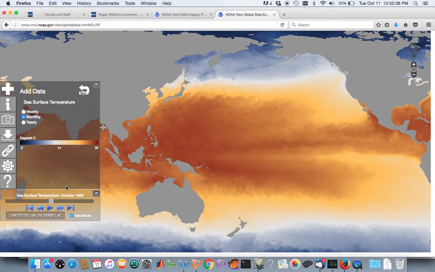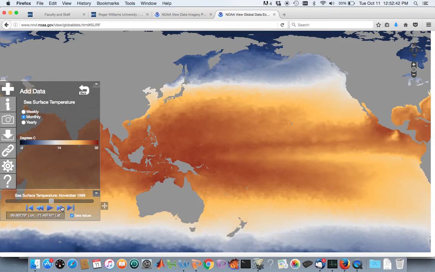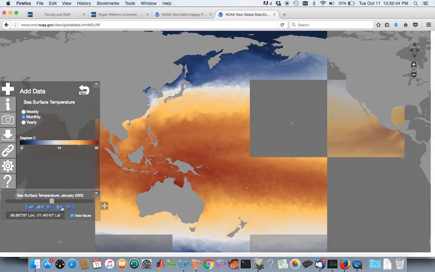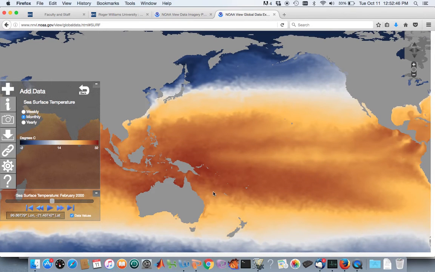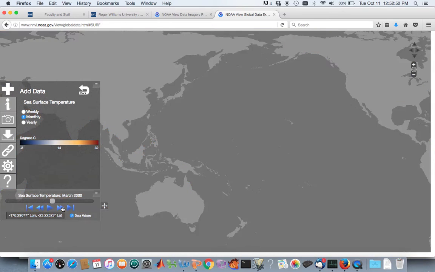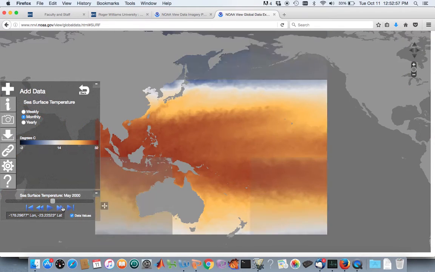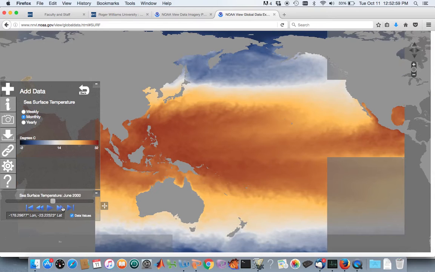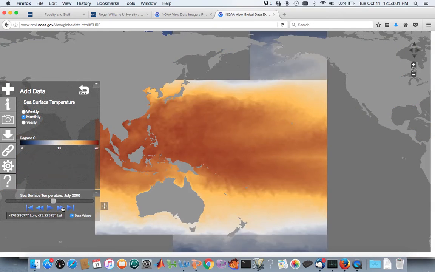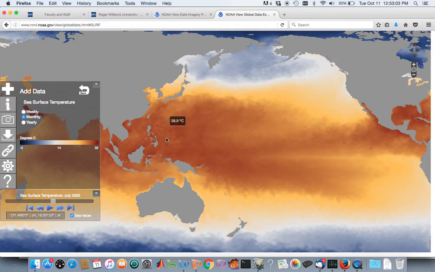So this is October, which is very warm northern Pacific water. Let's go to November, which transitions, so that we have, this is February, very warm southern Pacific sea surface temperatures. March, April, May, June, July. So now we have very warm northern Pacific sea surface temperatures.